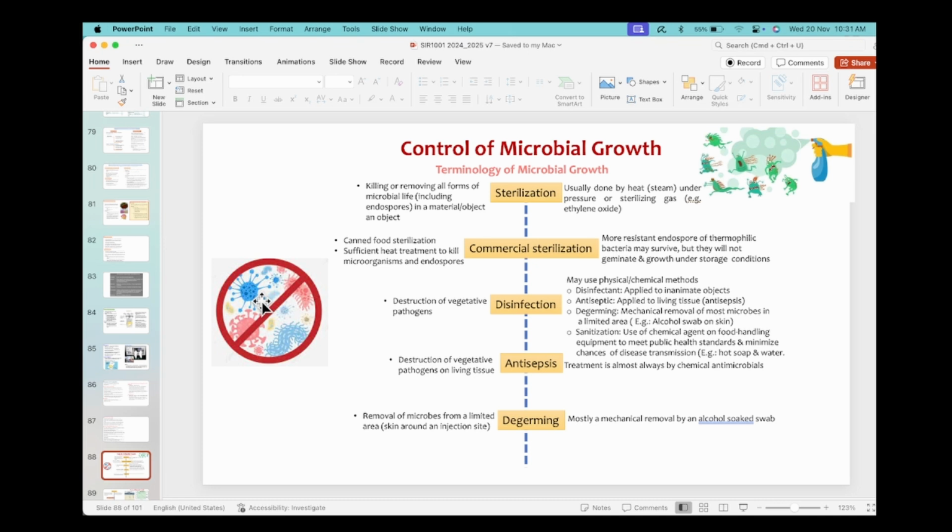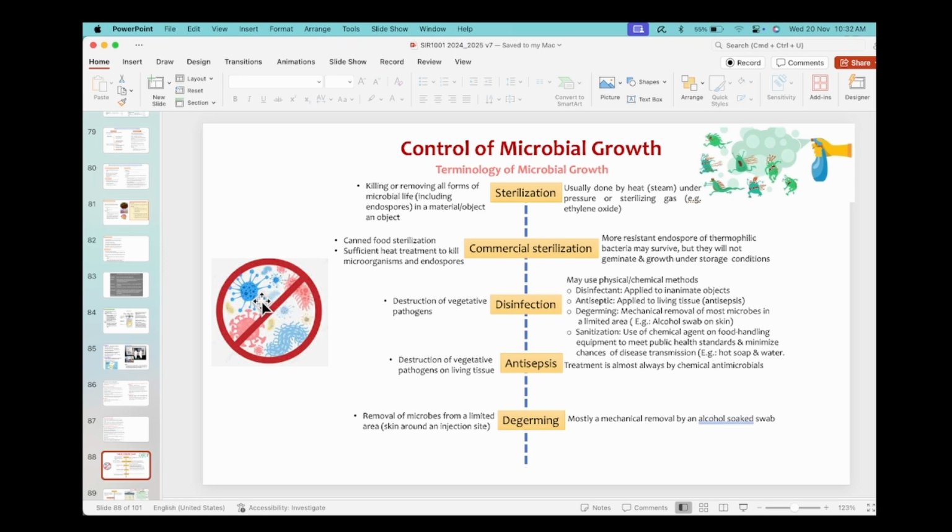Okay. Next, we look at disinfection. Disinfection is the destruction of vegetative pathogens. Antisepsis is destruction of vegetative pathogens on living tissue. So one is like an antiseptic, which you apply on the skin, living tissue. Whereas for disinfection, maybe you can wipe the table, wipe the bench, wipe the apparatus to just kill. So non-living and living tissue. This is the main difference.